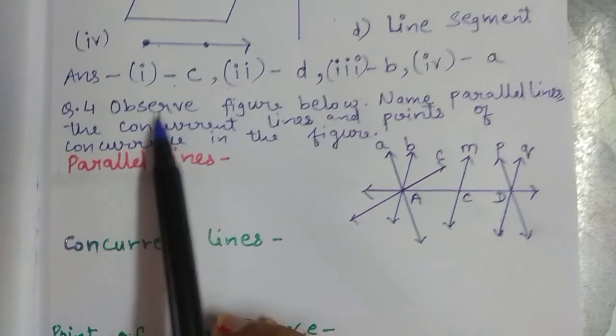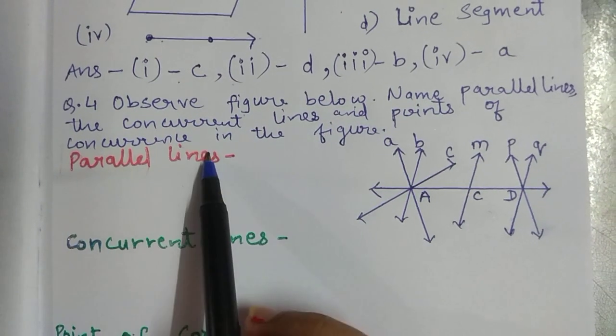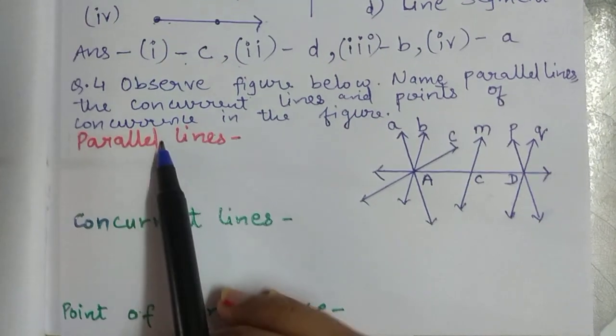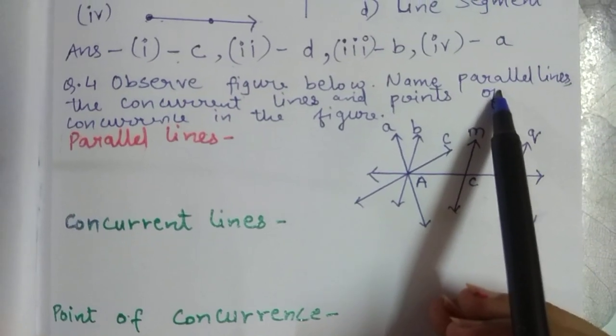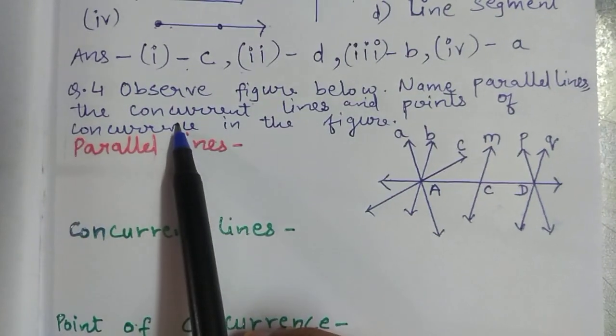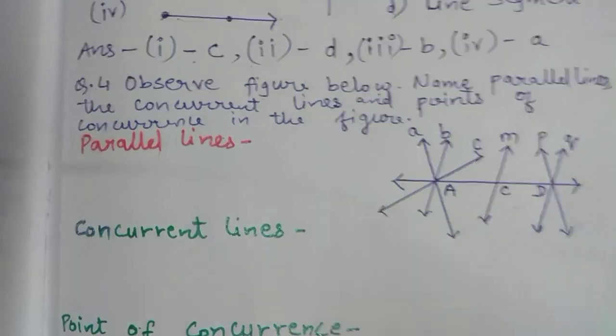Now last question of this practice set and of this chapter. Question number 4. Observe the figure below. Name the parallel lines, concurrent lines and point of concurrence. Now there are 3 parts. We have to name parallel lines, we have to name concurrent lines and point of concurrence.